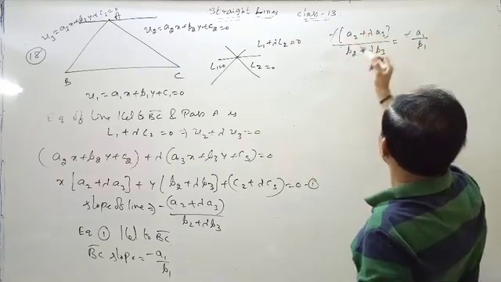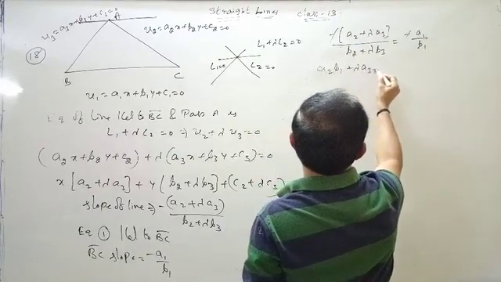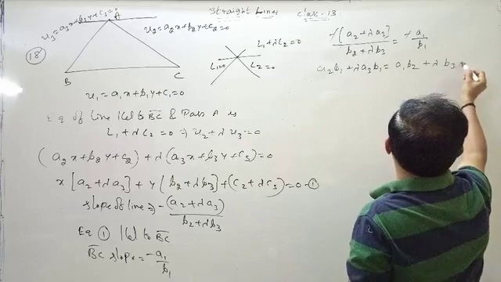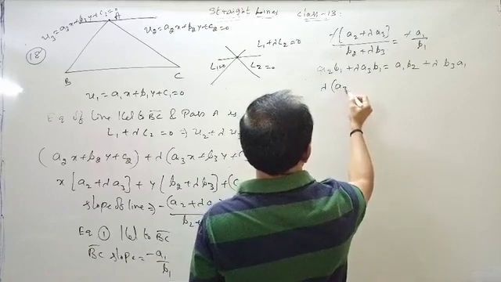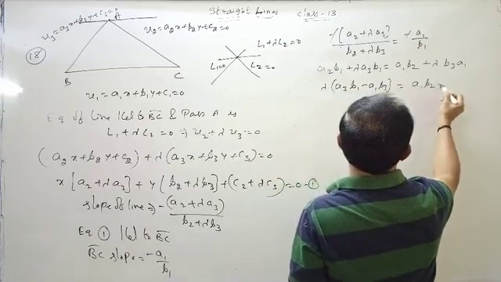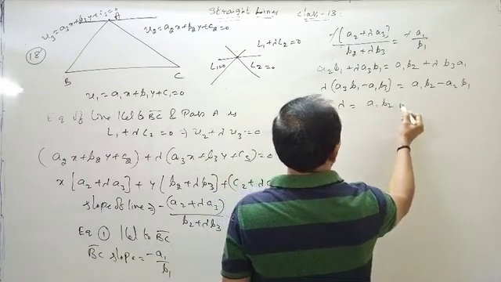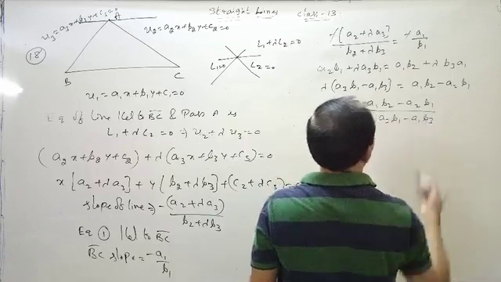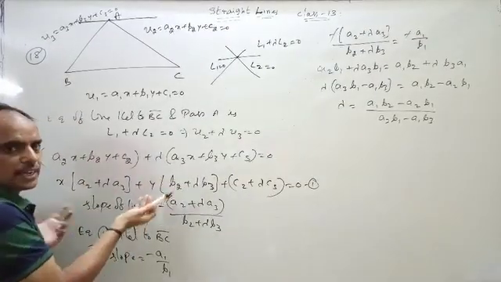These two get cancelled, cross multiply, what will we get there? A2B1 plus lambda of A3B1 is equal to A1B2 plus lambda of B3A1. Now take lambda here, lambda of A3B1 minus A1B3 is equal to A1B2 minus A2B1. Now what about lambda? Lambda is equal to A1B2 minus A2B1 by A3B1 minus A1B3. This is the value of lambda. In the equation, substitute lambda and we will get the equation of that line.